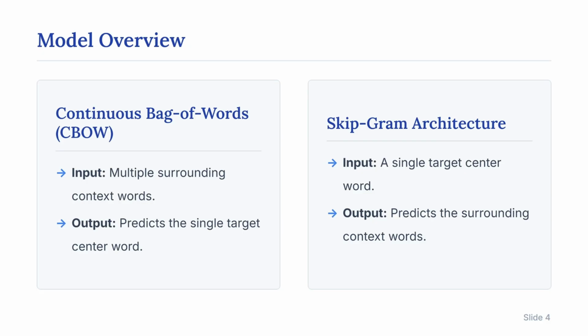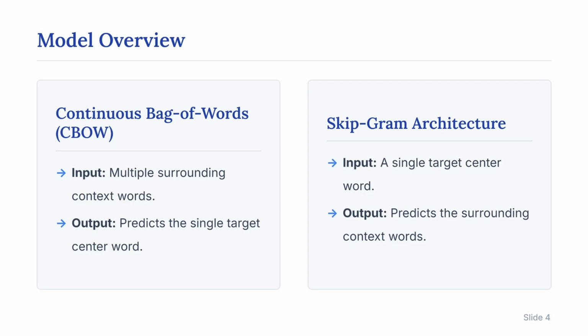To implement this idea, the paper introduces two main model architectures. First, Continuous Bag of Words or CBOW, and second, Skipgram. Both of these models are designed to learn word embeddings efficiently, but they approach the problem in slightly different ways. In CBOW, we take the surrounding context words as input and try to predict the center word. For example, consider the sentence, the quick brown fox jumps over the lazy dog. If our target word is fox, the model will use context words like quick, brown, jumps, over to predict fox.